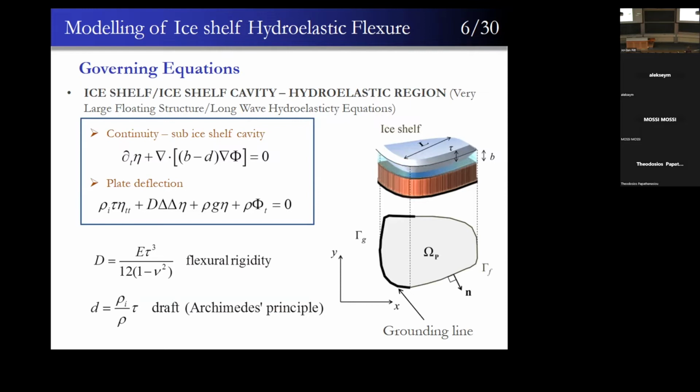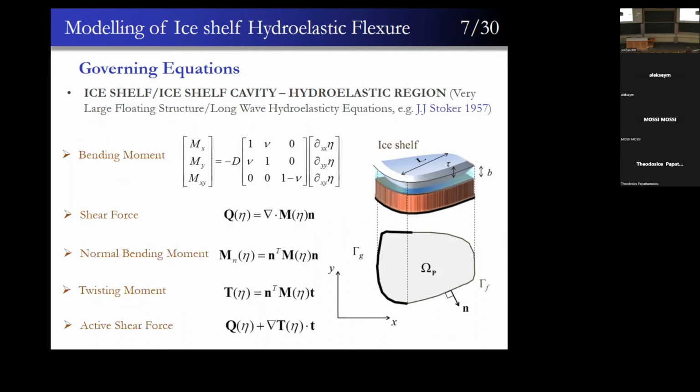And we have the plate deflection where the pressure of the water acts on the lower part of the ice shelf. We take into account the draft according to Archimedes' principle, and we denote as D capital the flexural rigidity and tau the thickness of the ice shelf. We define in the standard way the bending moments, the shear force, the normal bending based on the projection on the outward normal, the twisting moment, including projections on the tangential, and the active shear force.